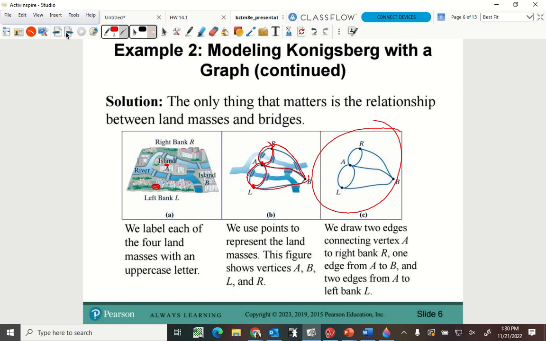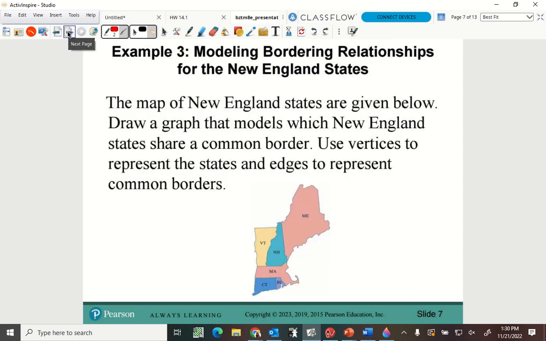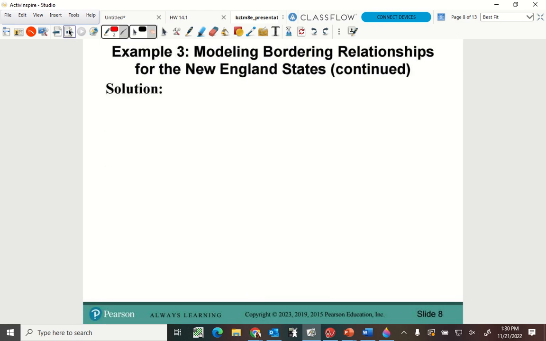Okay, so now what we've done is we're using this to try and make these. Now the next one right here, we are going to do the same thing for this. It says the map of New England states are given below. Draw a graph that models which New England states share a common border. Use vertices to represent the states and edges to represent common borders. So let's go through on the next one.